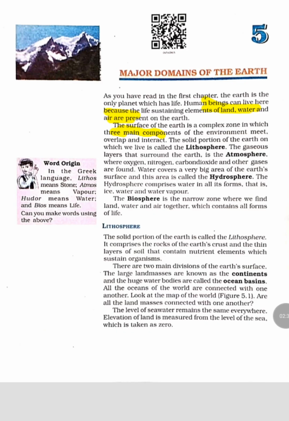Water is also present in rivers and oceans, and water vapor is another form of water which brings rain. So there are three components: the lithosphere, the atmosphere, and the hydrosphere. And all this makes the biosphere, the narrow zone where land, water, and air together contain all forms of life. These complex zones overlap and interact with each other, which is called the biosphere. So the biosphere is the term collectively used for the lithosphere, the hydrosphere, and the atmosphere.